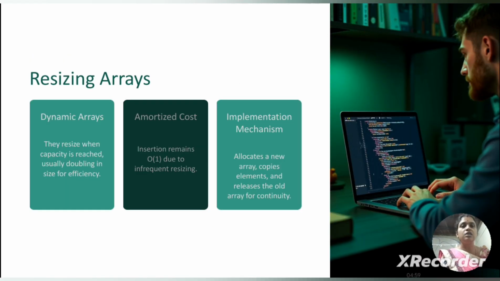Resizing arrays. One is dynamic arrays, second is amortized cost, the third is implementation mechanism. Dynamic arrays resize when capacity is reached, usually doubling in size for efficiency. It means if the particular limit is reached and we want to add more elements, we simply double the size of the array. We are not going to add 2 to 3 blocks of memory, we are going to double the size of the memory. The next one is amortized cost. It is big O of 1 due to infrequent resizing. Implementation mechanism: we allocate a new array, copy the elements and release the old array for continuity.